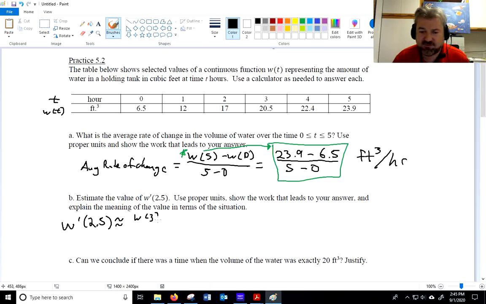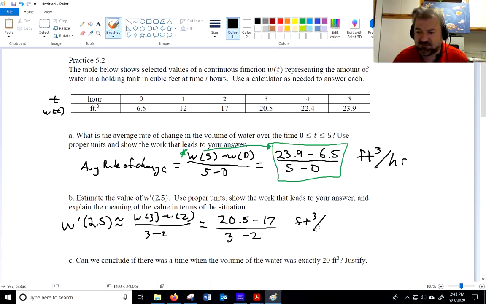Those are not as close as you can get. So I'll do W of 3 minus W of 2 over 3 minus 2. Now I can't leave it like that though. I have to go ahead and go further and actually plug in 20.5 minus 17 over 3 minus 2. And that is also in cubic feet per hour. The rate of change, the average rate of change and the derivative have to have the same units. They have to, because they are both rates of change of the function.